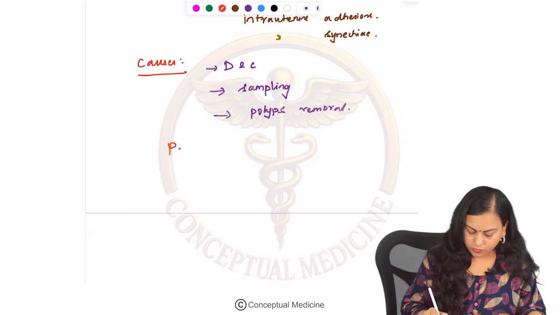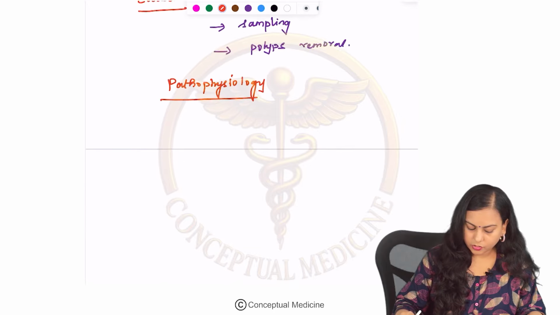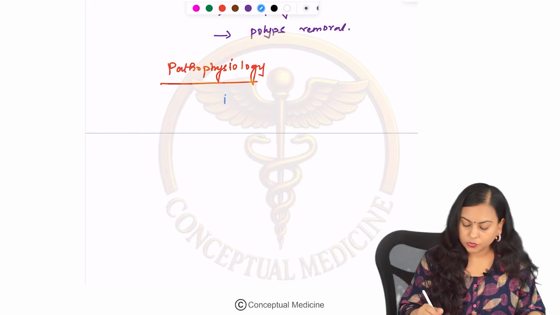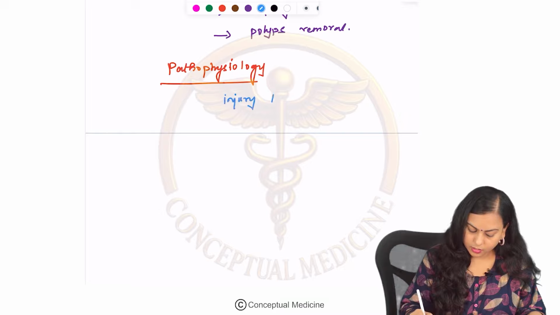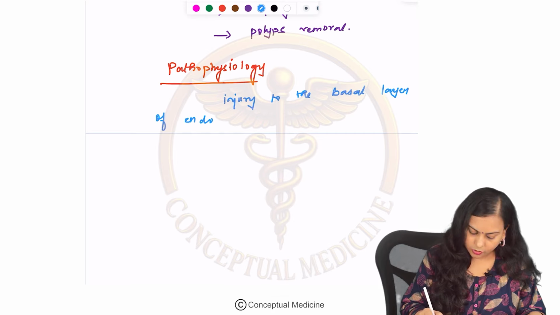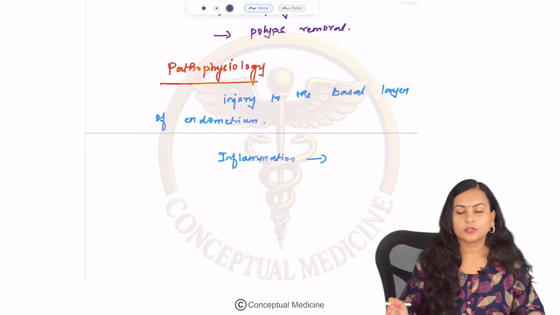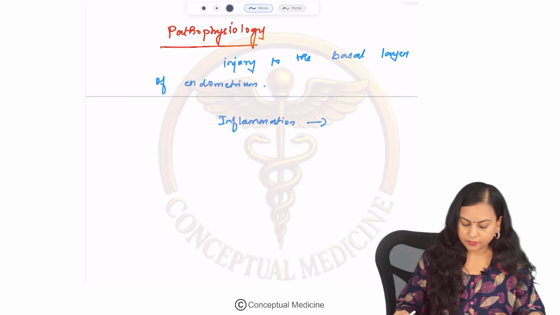And when you ask me why these adhesions are formed, about the pathophysiology of Asherman syndrome, there is injury to the basal layer of endometrium. Injury to the basal layer of endometrium will trigger inflammation and allow the adhesive bands to form from one side of the cavity to the other side of the cavity, right?